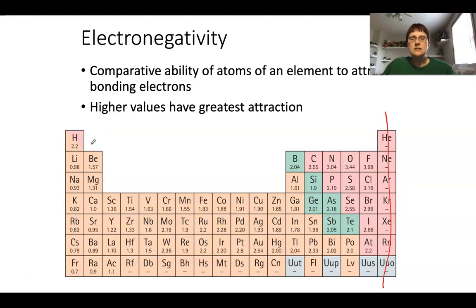So hydrogen's kind of an exception, but if you notice, the electronegativity is low over in this corner, and then as you go across the table and up to the corner here, generally the electronegativity goes up. And in fact, these guys right here have the highest electronegativities on the periodic table. So nitrogen, oxygen, fluorine, and chlorine are going to be the ones that are the most electronegative.